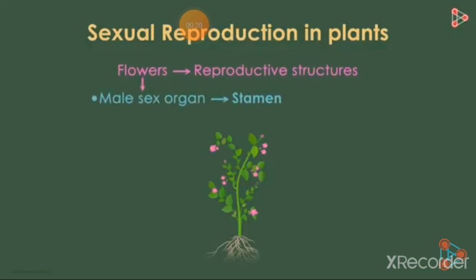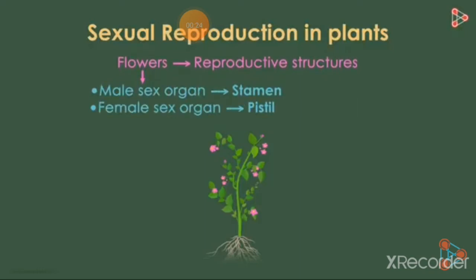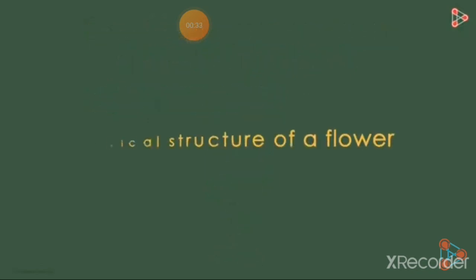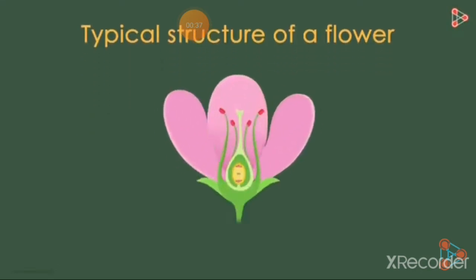In a flower, the male sex organ is called the stamen and the female sex organ is called the pistil. But how does this process of sexual reproduction occur? Let's try and understand it. But before that, let's have a look at the typical structure of a flower. It appears somewhat like this.